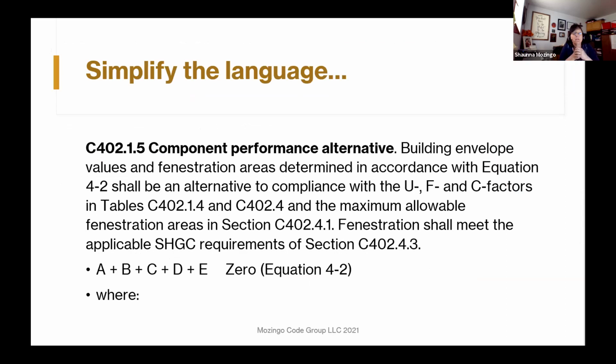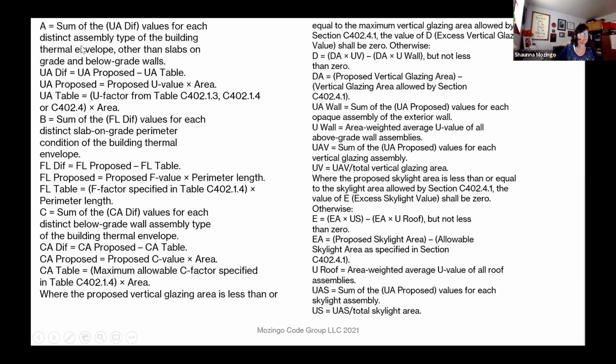And then simplifying the language. So the commercial code, especially commercial energy code, is so complicated. So this is an example of the component performance alternatives where it says, okay, a building can meet this path of compliance as long as they meet equation 4-2. And then if you look into the code, look at 4-2, it's like, okay, A equals the sum of this, B is this, C is this. And so a jurisdiction is going, how am I ever going to do a plan review to this calculation? First of all, who's going to do the calculation? But if they do, how am I going to verify it? What in the world is this saying?